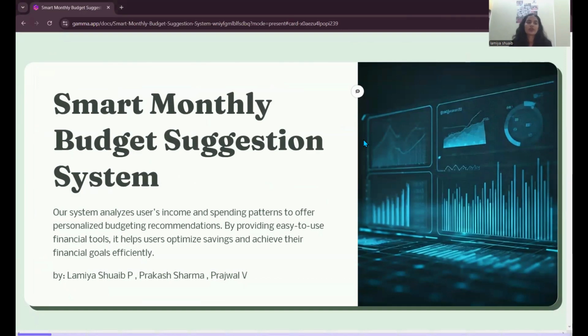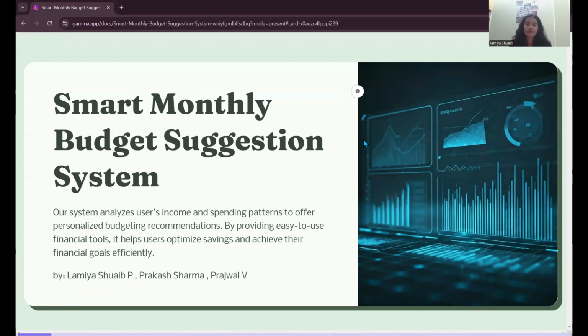Good evening, everyone. Today we'll be talking about the Smart Monthly Budget Suggestion System. Our system analyzes users' income and spending patterns to offer personalized budgeting recommendations. By providing easy to use financial tools, it helps users optimize savings and achieve their financial goals efficiently.